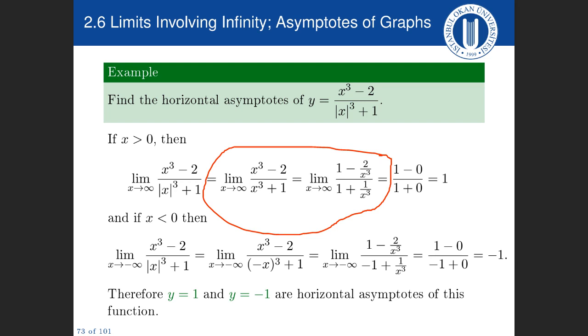x cubed divided by x cubed is 1. Minus 2 divided by x cubed is minus 2 over x cubed. And then on the bottom, I get 1 plus 1 divided by x cubed. And all of these 4 terms can be handled easily. The limit of 1 is 1. The limit of 2 over x cubed is 0. The limit of 1 is 1, and the limit of 1 over x cubed is 0. Because we can handle all of these 4 separately and easily, that means we can do the whole limit.